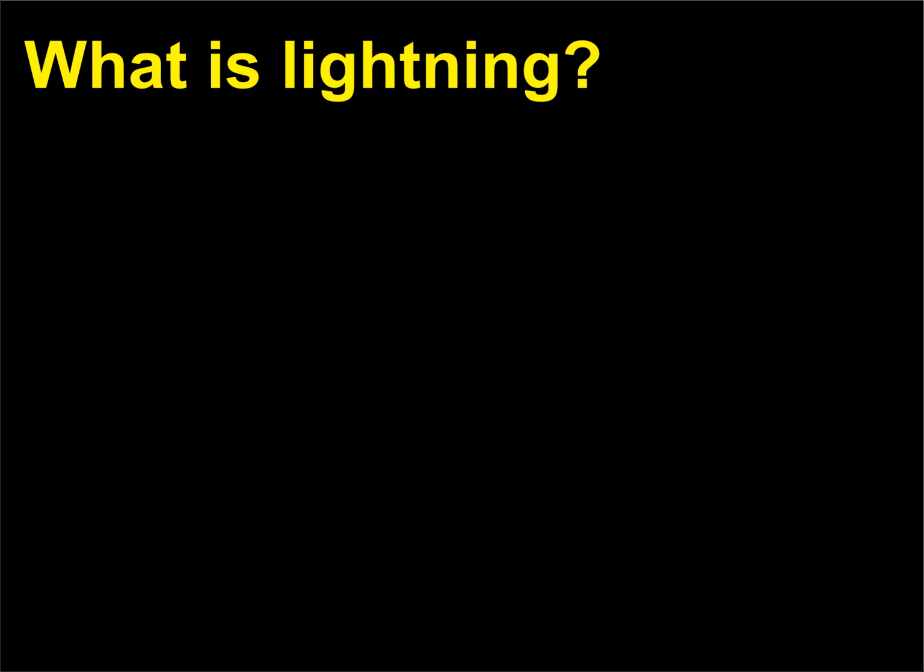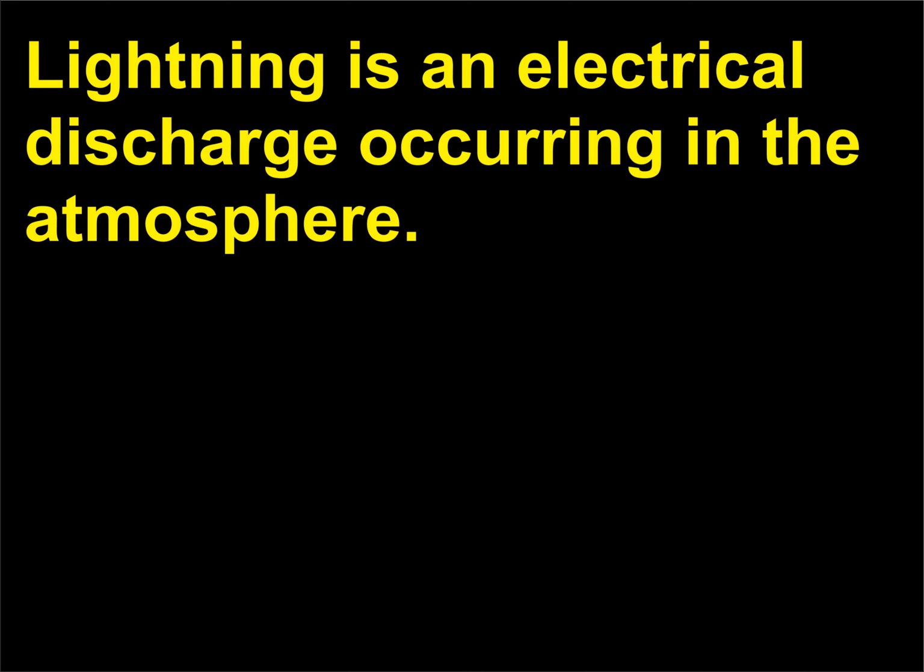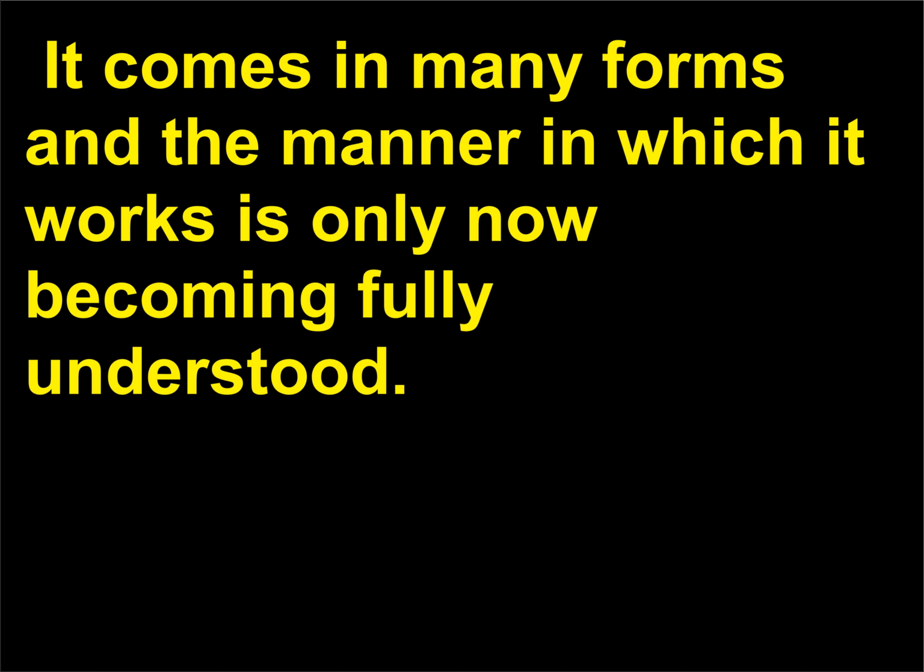What is lightning? Lightning is an electrical discharge occurring in the atmosphere. It comes in many forms and the manner in which it works is only now becoming fully understood.